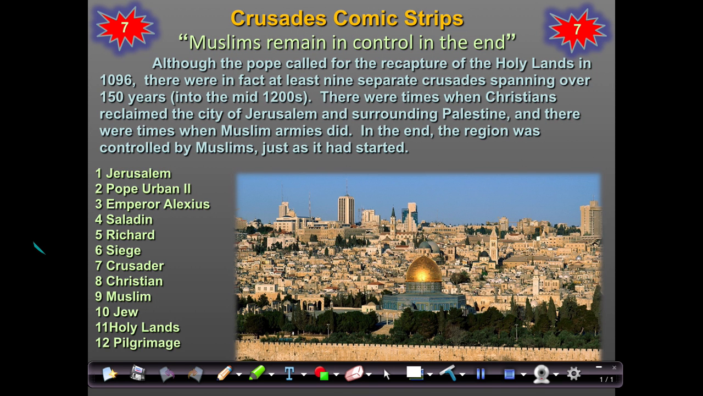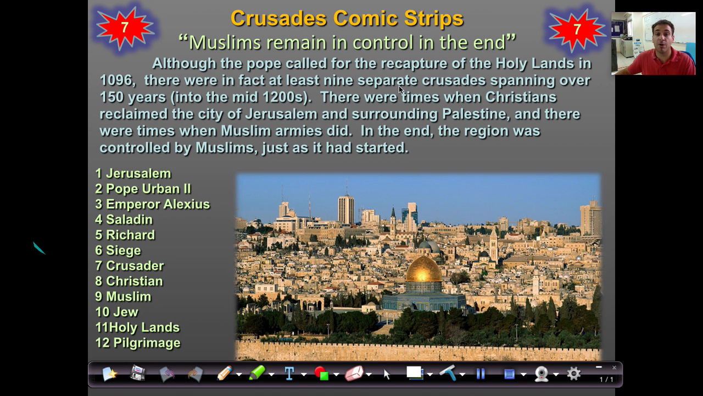Okay, so in the end, Muslims remain in control of the Holy Land. So basically, you have the Holy Lands being recaptured and taken away from each other back and forth. They keep going back and forth from one controlling it to the other controlling it. So in the Second Crusade, the Christians lost the Holy Lands. In the Third Crusade, the Muslims basically maintain the Holy Lands and are able to push off the Christians. So this is basically a round robin of controlling the Holy Lands.